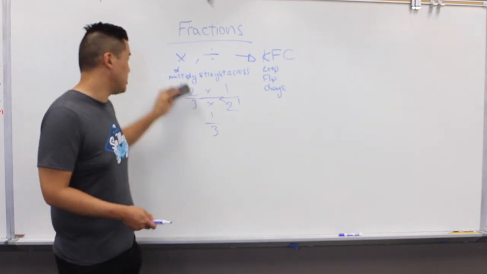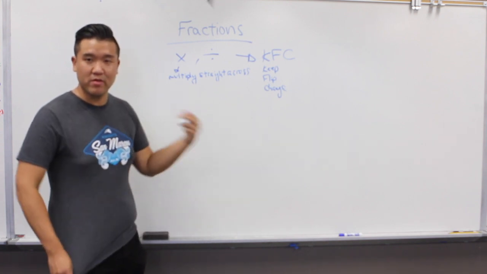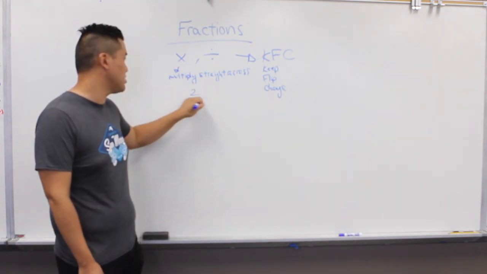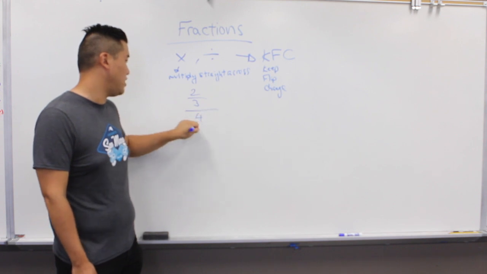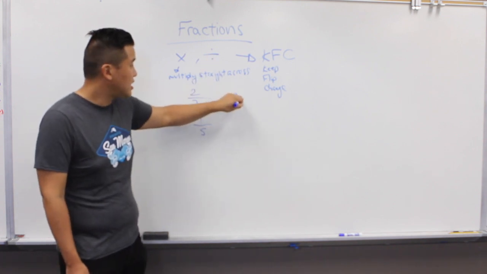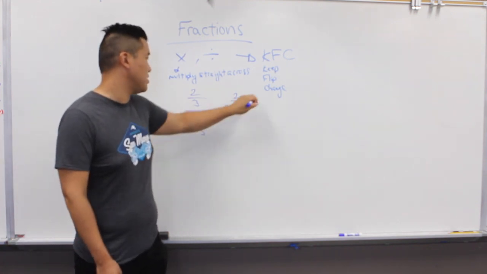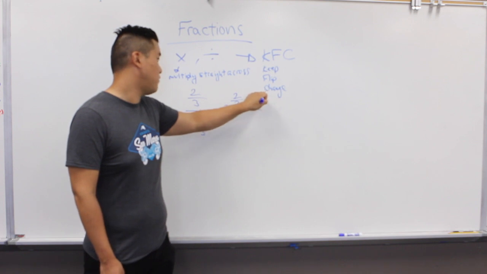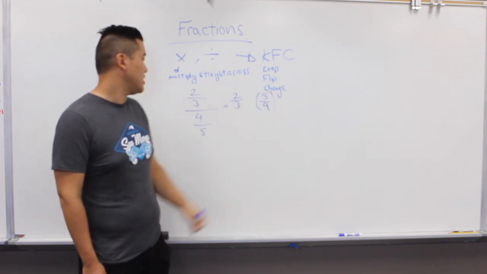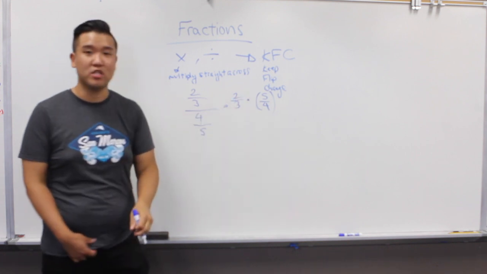Okay, division: keep, flip, change, KFC, just remember that. If you have 2/3 divided by 4/5, KFC: keep the numerator, reciprocate or flip the denominator. So instead of 4/5, it's going to be 5/4. And instead of a division, we're going to change it to a multiplication.